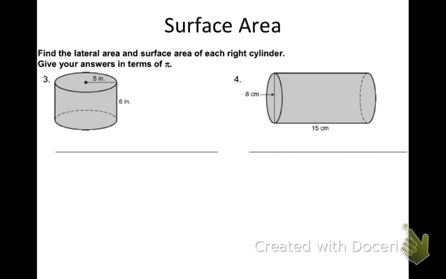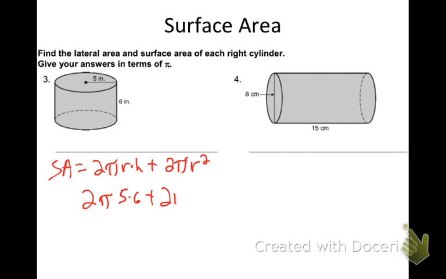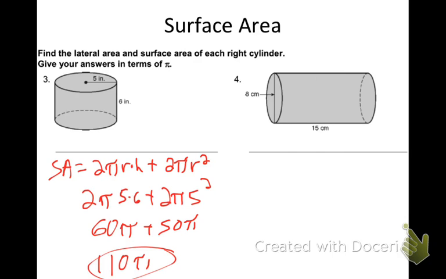We did cylinders after that. Cylinders was a lot more of the plug and chug method because the surface area was equal to 2 pi r h plus 2 pi r squared, because that was the lateral area and then the area of the circles. So I'd plug that in. I had 2 pi 5 times 6 plus 2 pi 5 squared. And I worked it out and got the answer in terms of pi. We had 60 pi plus 50 pi, which then I got an answer of 110 pi. Okay, so there's the surface area of cylinders, surface area of prisms.